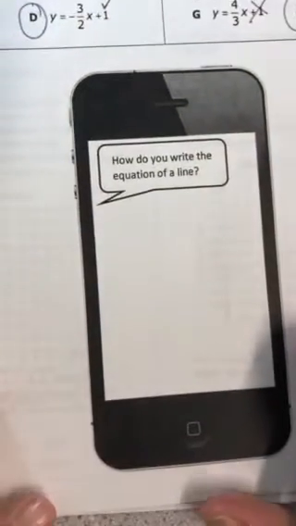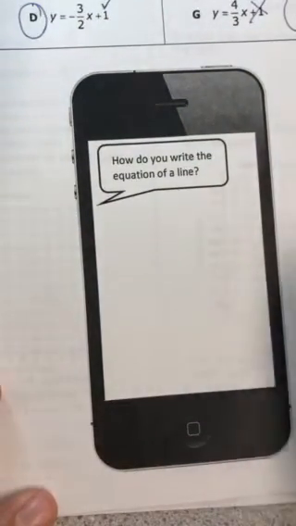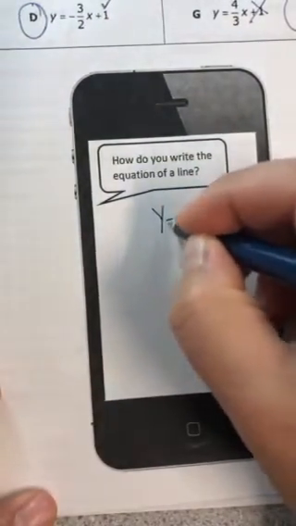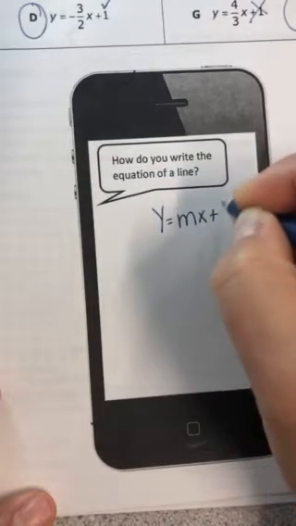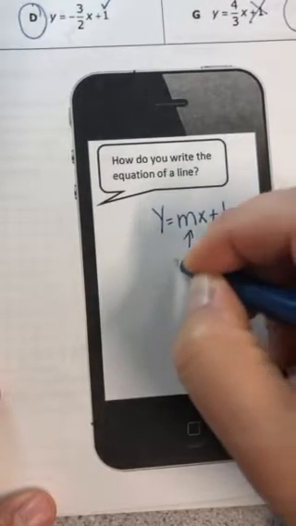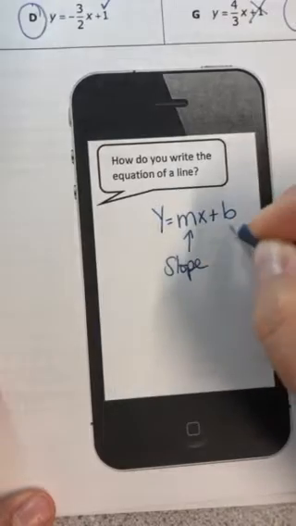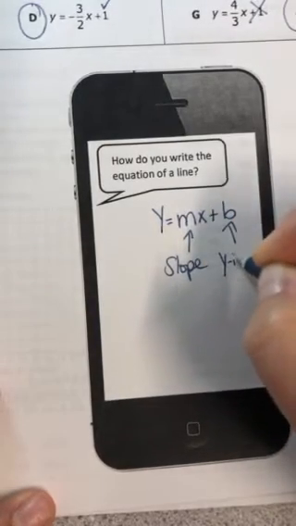The last part, how do you write the equation of a line? So you can fill that out on your own. You have to make sure that you understand that y equals mx plus b. M is the slope number, and b is the y-intercept number.